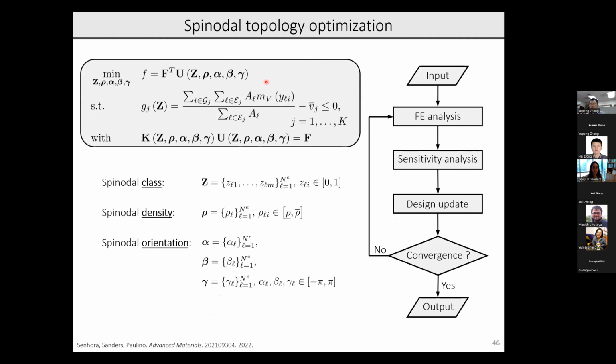So just to summarize, here's the spinodal topology optimization formulation. Again, it looks very similar to what we had before, except that we've introduced several new design variable fields that provide additional design freedom to achieve potentially more optimal solutions.